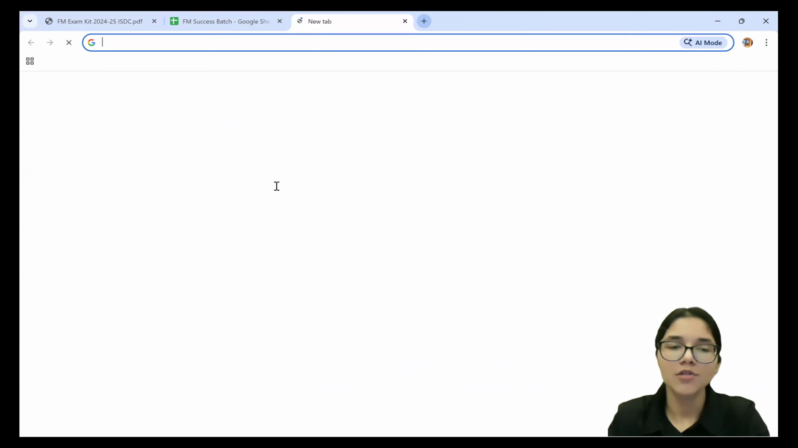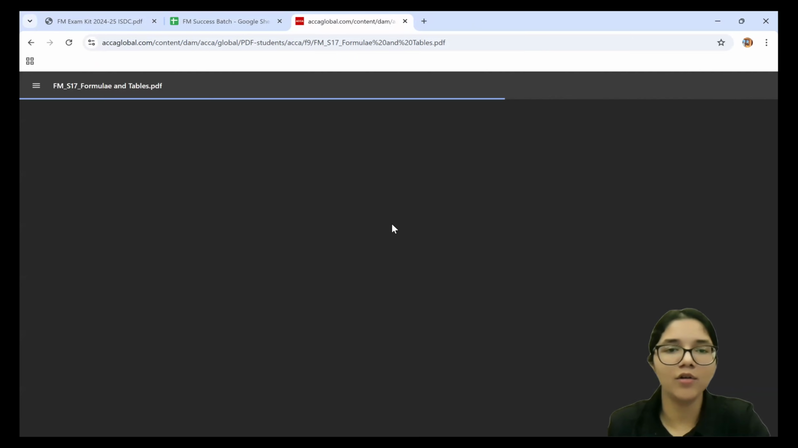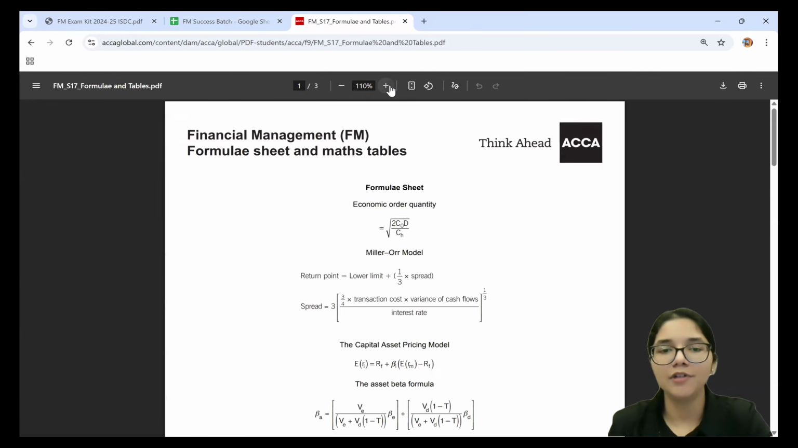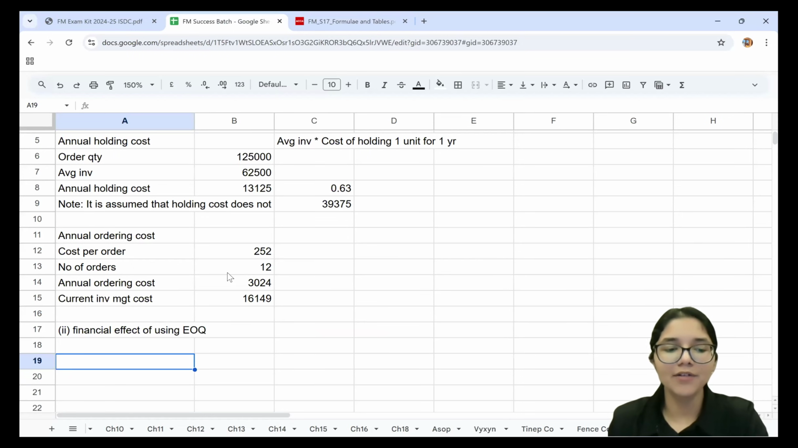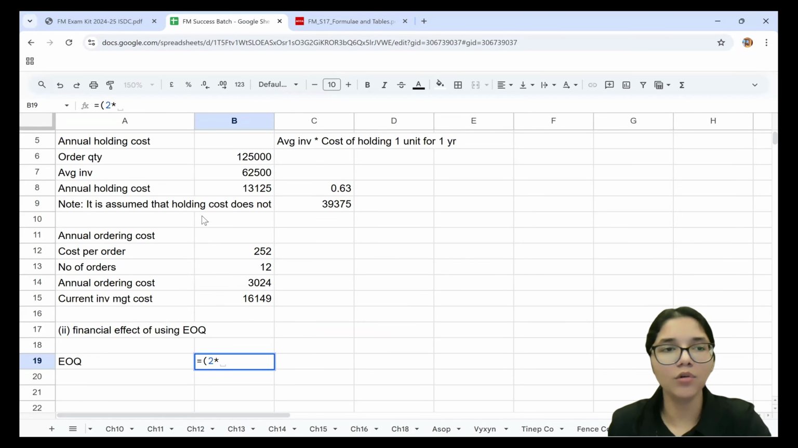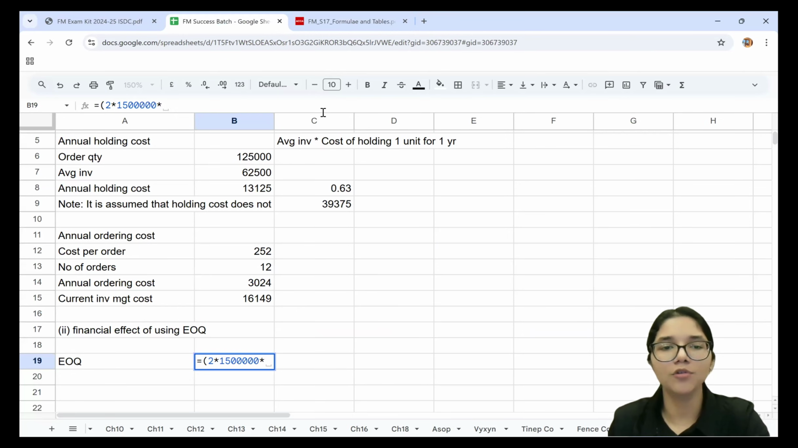Okay. So it is telling me Dusty Company wishes to investigate whether using EOQ will be good to reduce the costs. So I'll just open your FM formula sheet to have a quick look at the EOQ formula. Even if you don't remember, this is where you will find it on the formula sheet. It is 2 into the cost of ordering into the annual demand. So I have every piece of information given to me here. This is my numerator: 2 into my annual demand of 1.5 million units into the cost of ordering, which is given as 252. So I multiply this with 252.